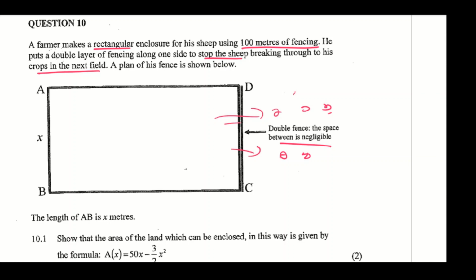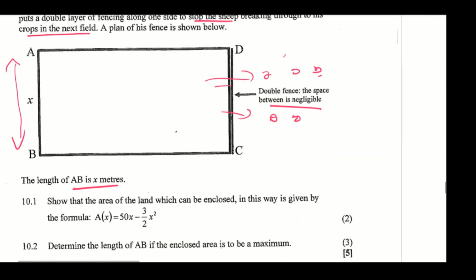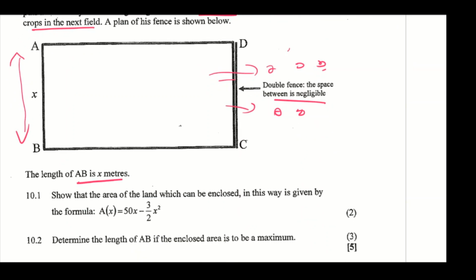So this is the diagram. B is given as x, as you can see here, and in 10.1 we are asked to show that the area of the land that can be enclosed in this way is given by this formula: A(x) = 50x minus 3 over 2 x squared.